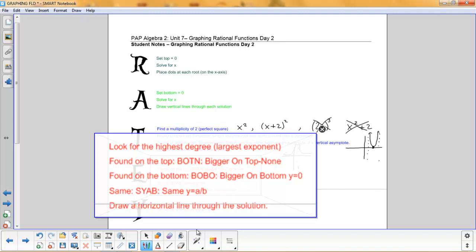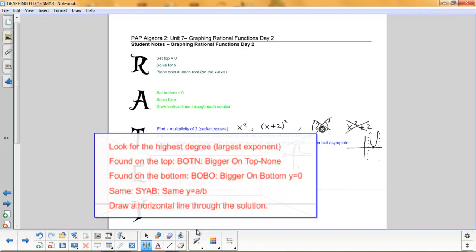If it is found on the bottom, we have BOBO, B-O-B-O, bigger on bottom, y equals 0. If they're the same, then we're going to use SYAB, same, y equals a divided by b, where both a and b are the leading coefficients of the top and the bottom polynomials. And we'll keep that in the back of our mind in just a few minutes also. When you draw a horizontal line through that solution, whatever solution you get, whether it's 0, whether it's a divided by b.